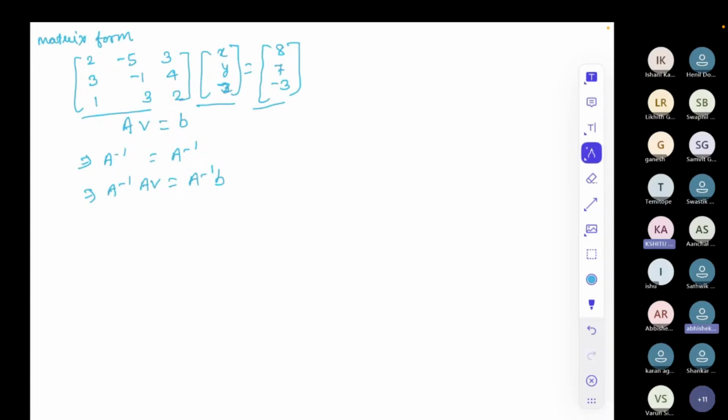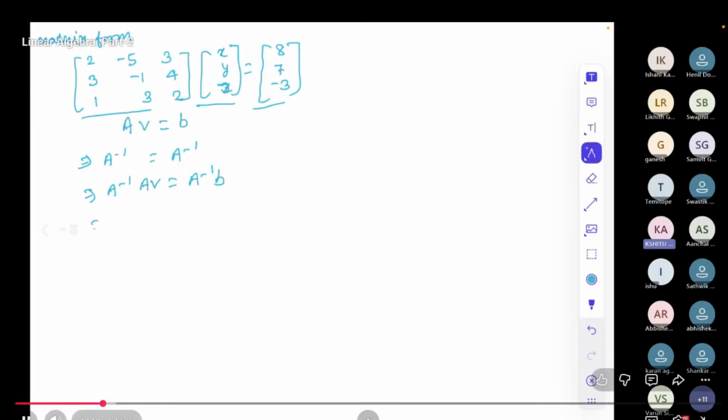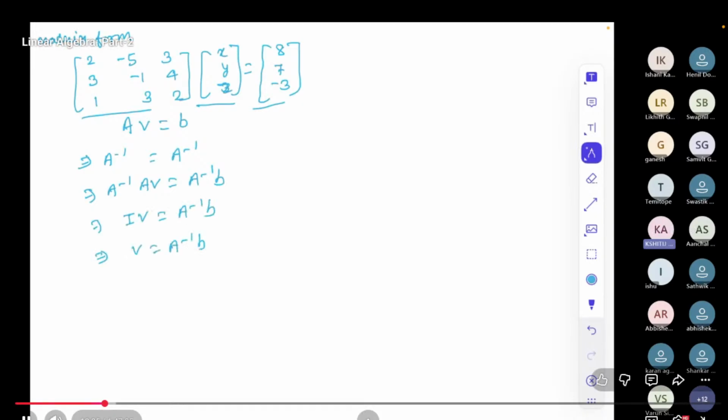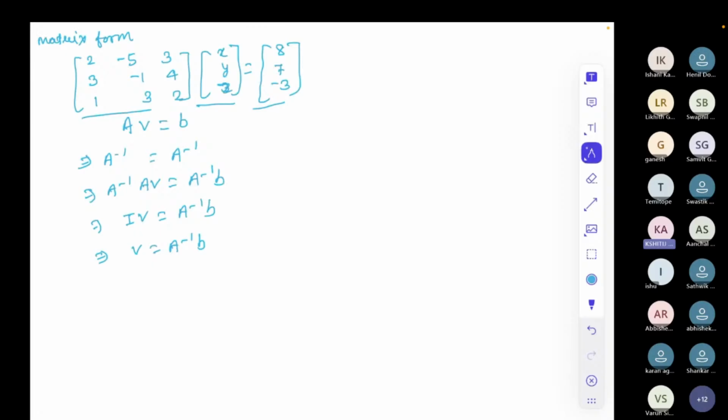Yes. Okay. And what will be A inverse into A? Can anyone say? Identity matrix. Identity matrix, right? And here, A inverse multiplied with B. Identity matrix multiplied by any matrix will be that matrix only. So it will be V equal to A inverse B. So what you have is V is equal to A inverse multiplied with B.